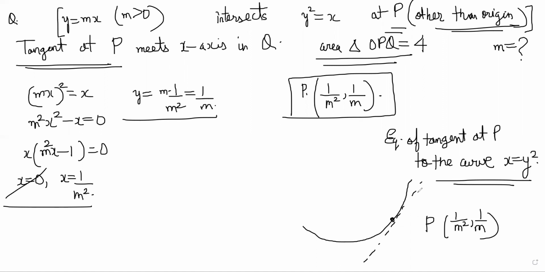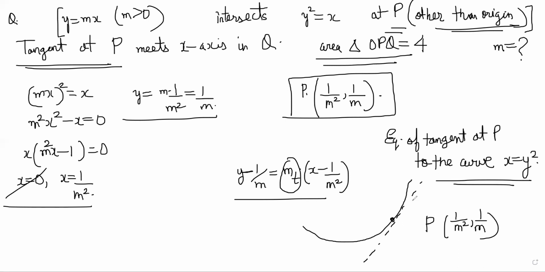You need just the slope, right? So you will write y minus 1 by m is equal to the slope of the tangent into x minus 1 by m square. Yes, point-slope form. So what you need to find out is just the slope of the tangent at P, right? So how will you do that?